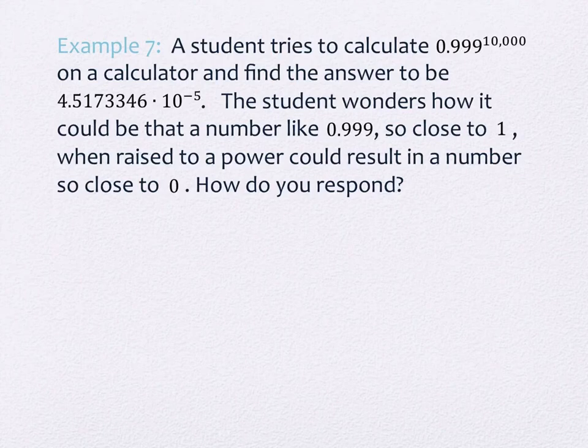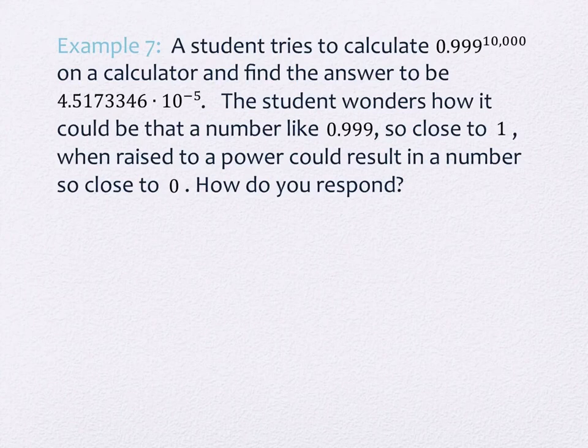But the student wonders how it could be that a number like 0.999, which is so close to 1, when it's raised to a power, could result in a number so close to 0. So do you understand the student's question? If I raise 1 to a power, 1 to the 10th, 1 to the 100th, 1 to the 1000th, I always get back the number 1, right? So how is it that I can take a number that's almost 1?